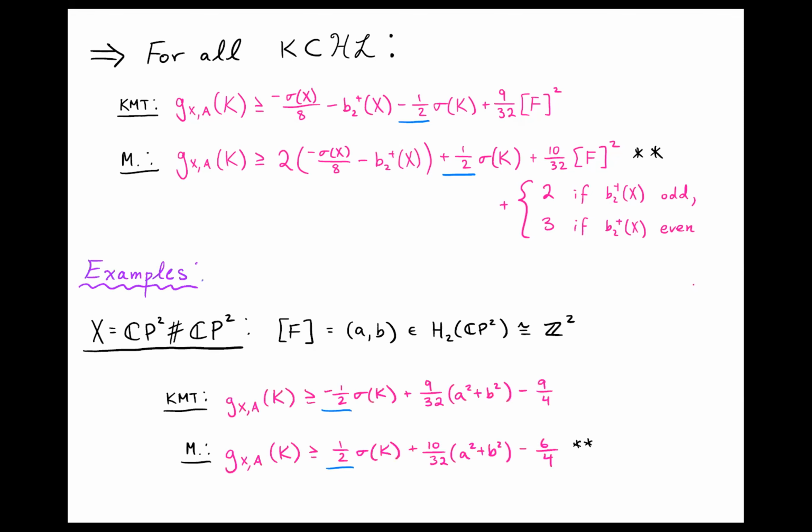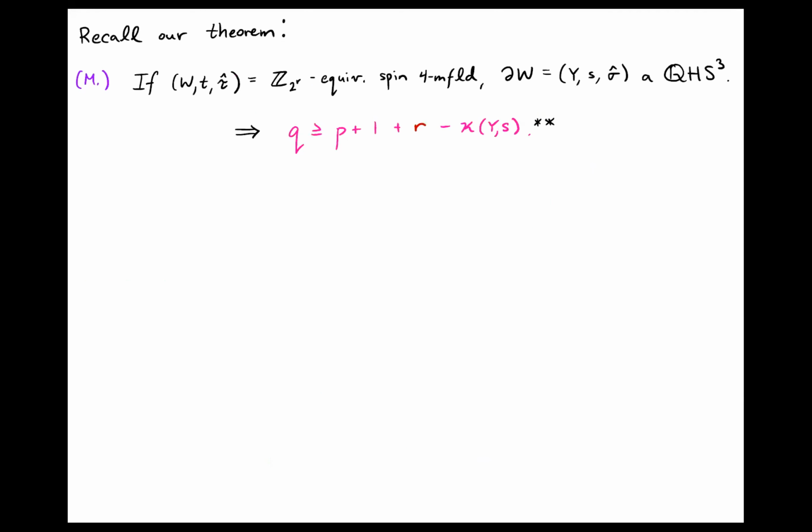Let's take a nice example, the connect sum of two CP2s. Let F be in the homology class A comma B, then we get the following two inequalities. Just to give you an example of how we can use these types of inequalities in practice. So that's for applications.